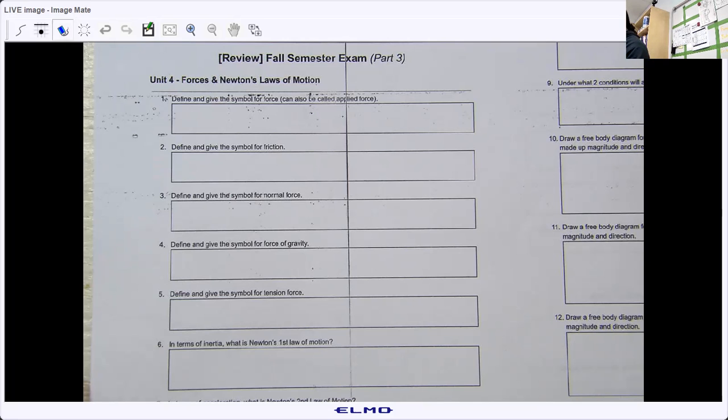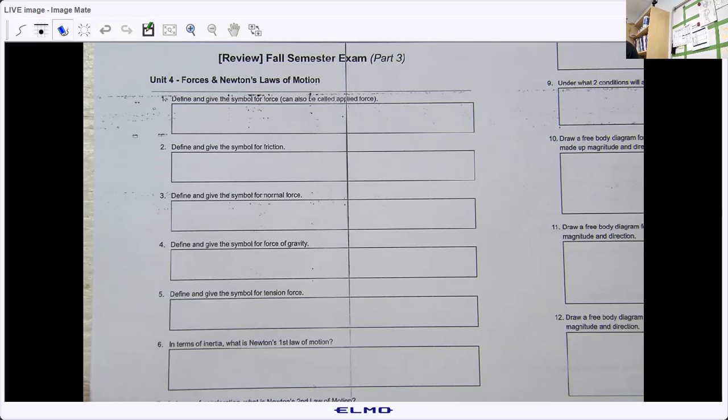In terms of acceleration, what is Newton's second law of motion? Newton's second law of motion can be defined like this: acceleration is equal to force over mass. So we can state that two different ways, where acceleration is proportional to the force, the amount of force. This is just a symbol for proportional. And we can say that acceleration is inversely proportional to the mass of the object.